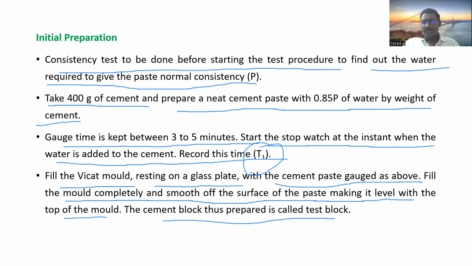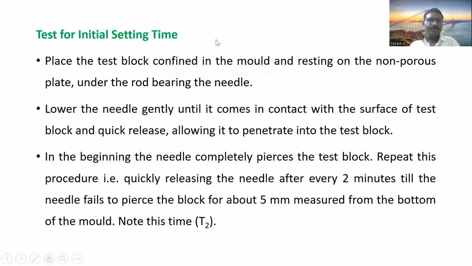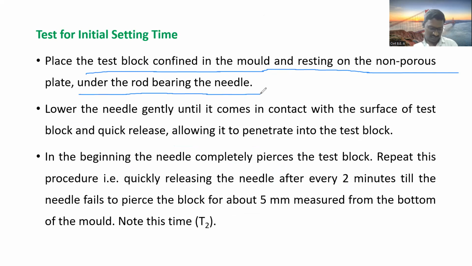After this initial preparation, we have to conduct the test. So place the test block, confined in the mold and resting on the non-porous plate, under the rod bearing the needle. Have you seen the VICAT apparatus? Below the needle, we have to place this mold on the glass plate.